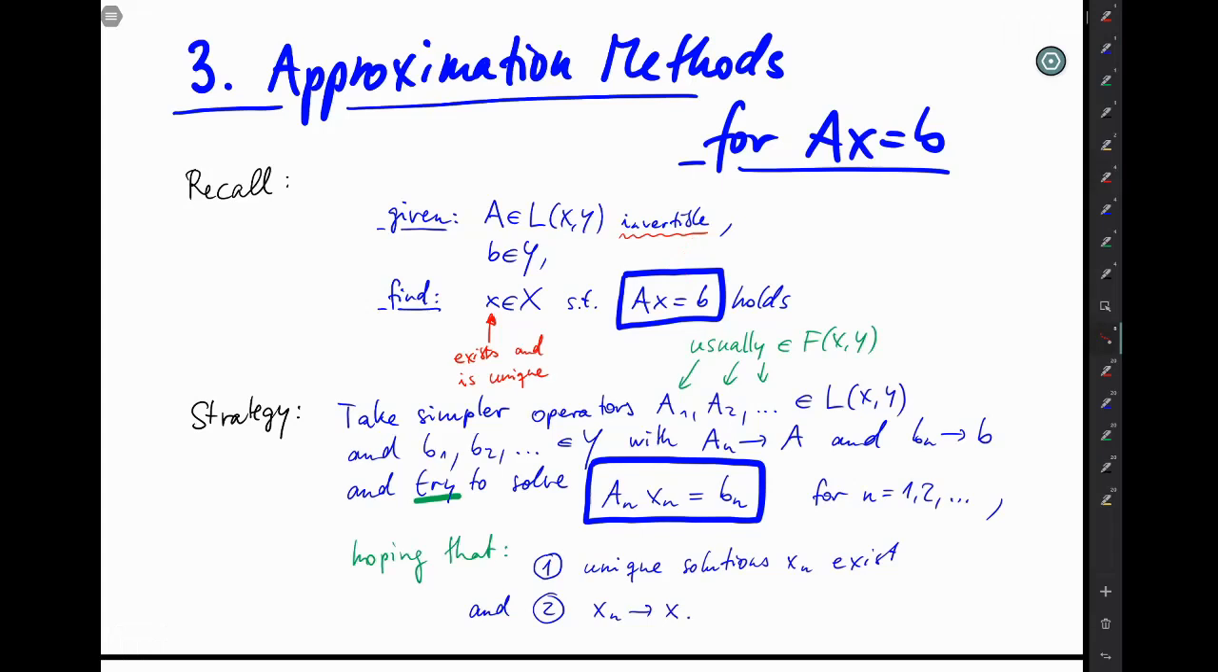Well, maybe we can relax our goal a little bit, because when you're talking about convergence, then you know that in a convergent sequence, the first finitely many entries of that sequence have no influence whatsoever. So it should clearly be enough if these unique solutions exist for sufficiently large n only. Let's not worry about the first 100 n.